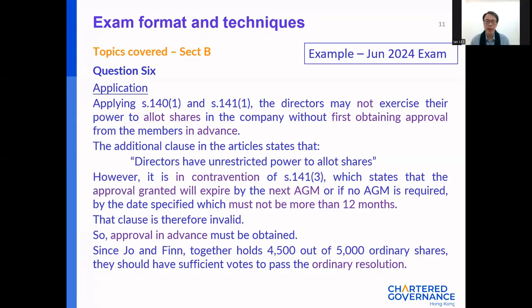So that would already be a good answer. That is some application. But your answer will be even better if you refer to the facts provided. Since Joe and Finn together hold 4,500 out of 5,000 shares, they should have sufficient votes to pass the ordinary resolution. So take a look, 4,500 out of 5,000, that's 90%. Remember, for an ordinary resolution, you only need more than 50%. So it looks like they would have enough votes to pass the ordinary resolution to allow the directors to allot shares if they want to.